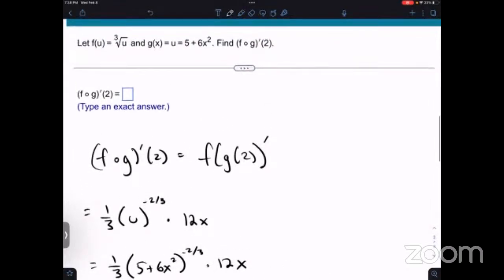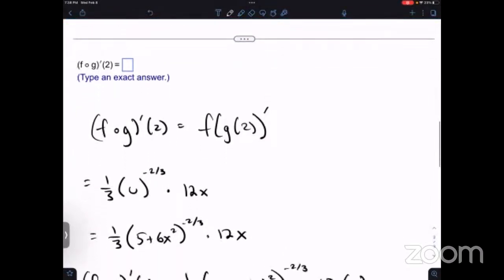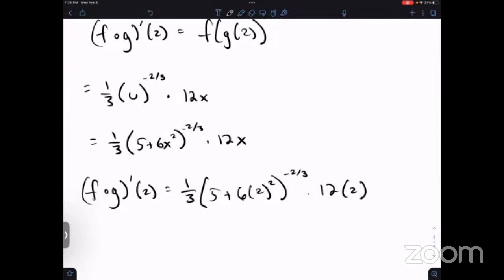Let me see. Let's see if we can get a final answer here. So 4 times 6 is 24, plus 5 is going to be 29. So we have this 1/3, 29 to the negative 2/3 times 24. 24 divided by 3 is 8. So then 8 over 29 to the 2/3.